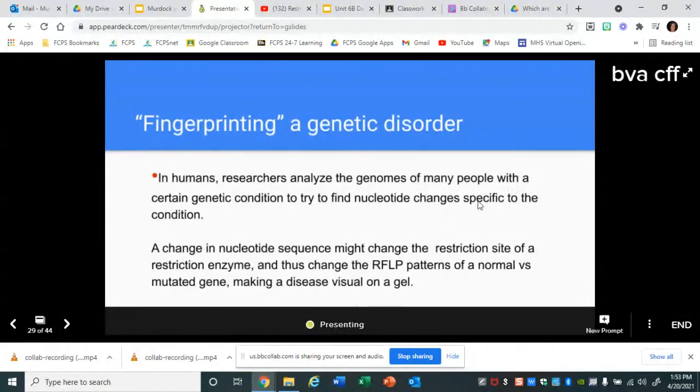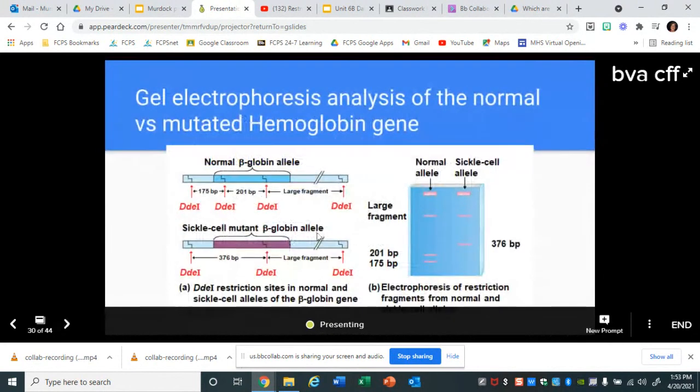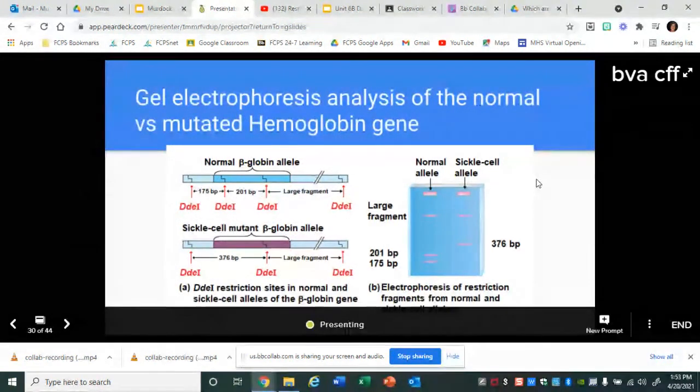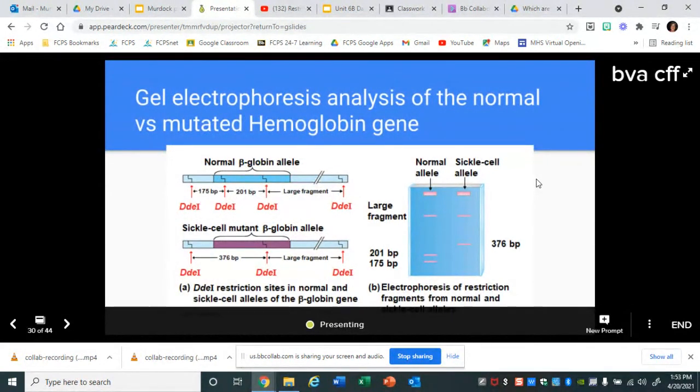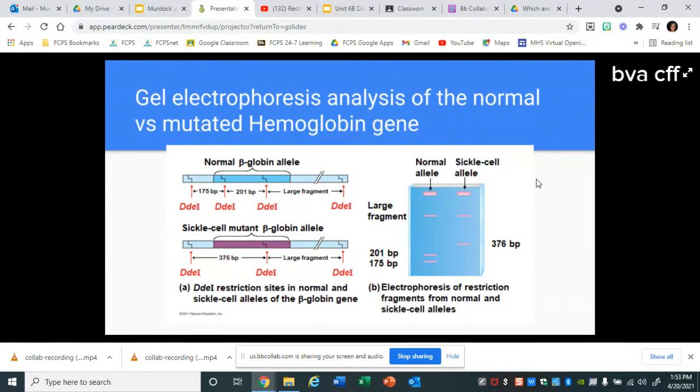Okay, fingerprinting. All right. In humans, you can actually take a person's DNA sample and create a fingerprint from it. So, for example, this is taken right off an AP exam question. Looking at the hemoglobin gene.